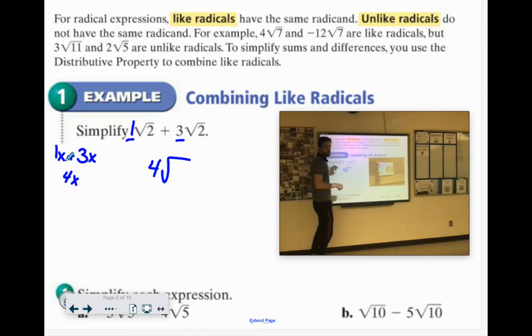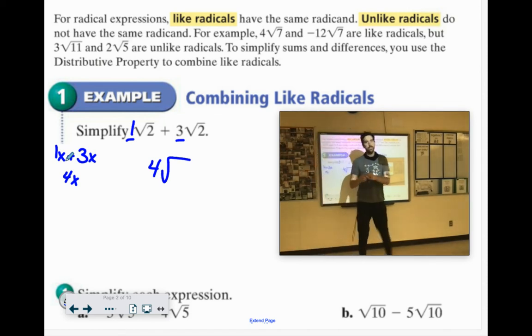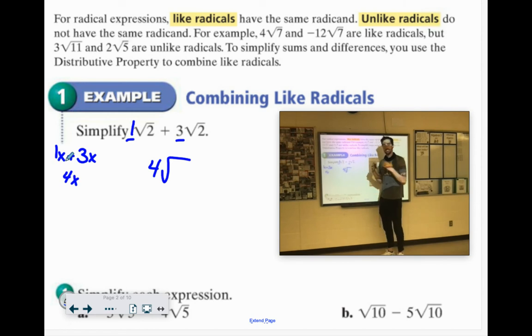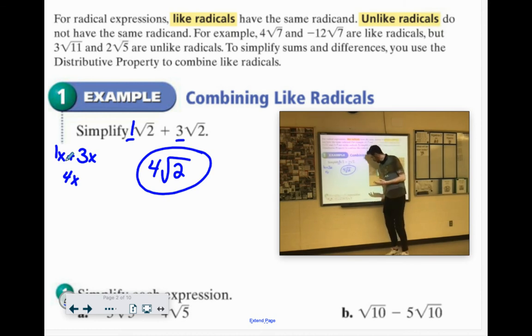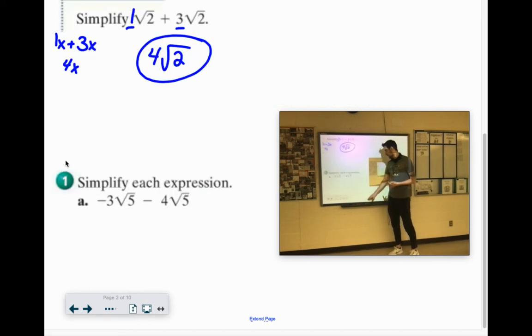Now, you're going to be tempted to add the radicals together. You don't add them. It stays root 2. The roots only change when you multiply or divide them. Kind of like with the exponents. When we were adding like x squared plus x squared, we didn't change the exponent. You only change it if you multiply or divide.